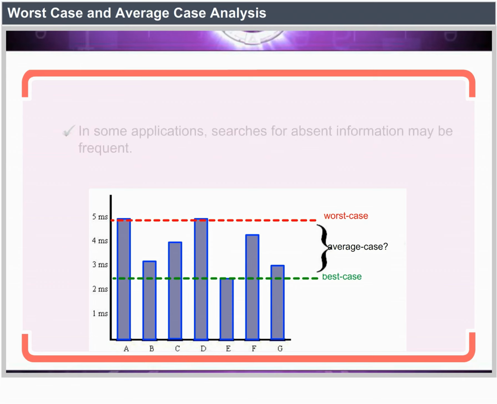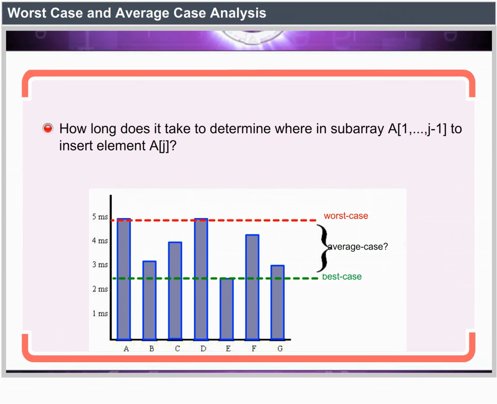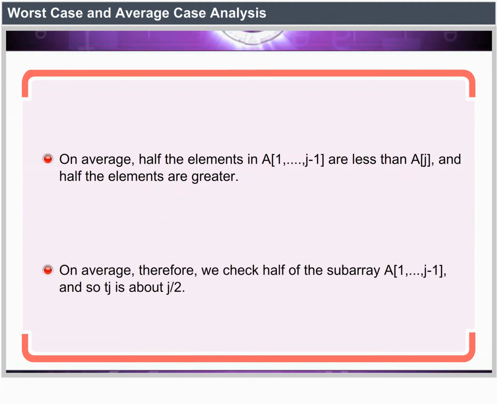Suppose that we randomly choose n numbers and apply insertion sort. How long does it take to determine where in subarray A[1..j-1] to insert element A[j]? On average, half the elements in A[1..j-1] are less than A[j] and half the elements are greater. On average, therefore, we check half of the subarray A[1..j-1], and so Tj is about j/2.